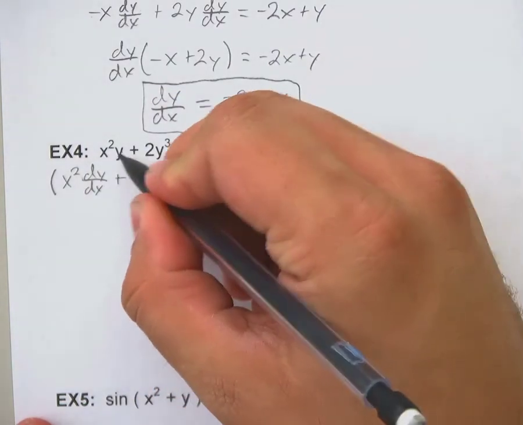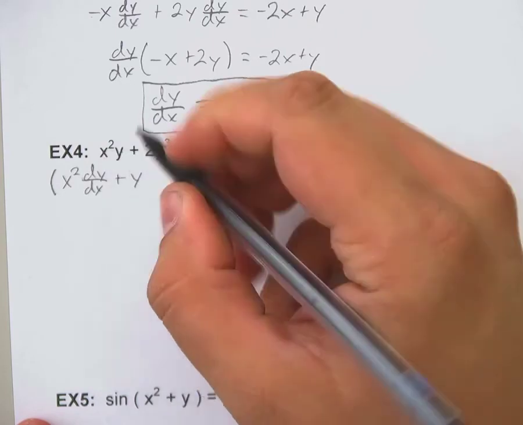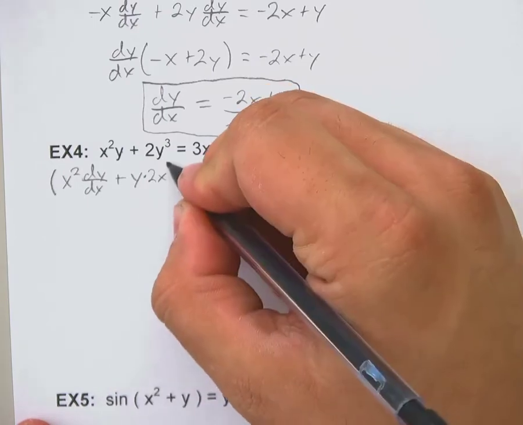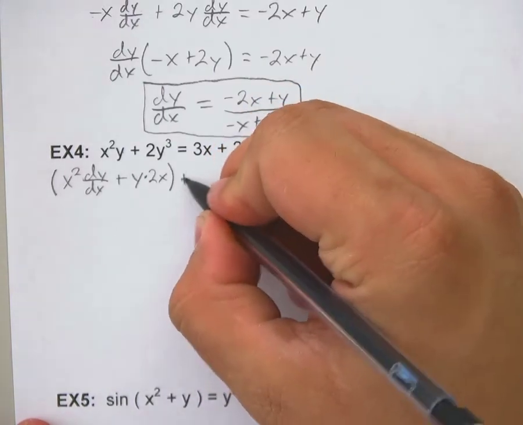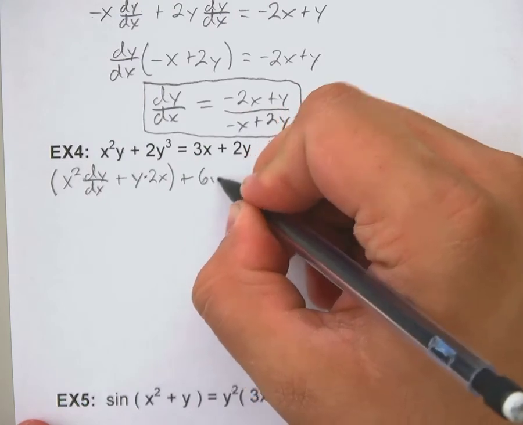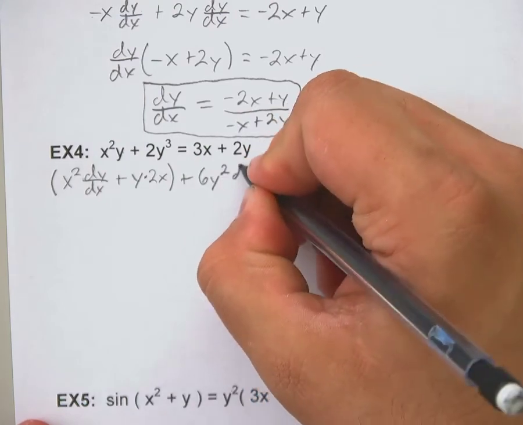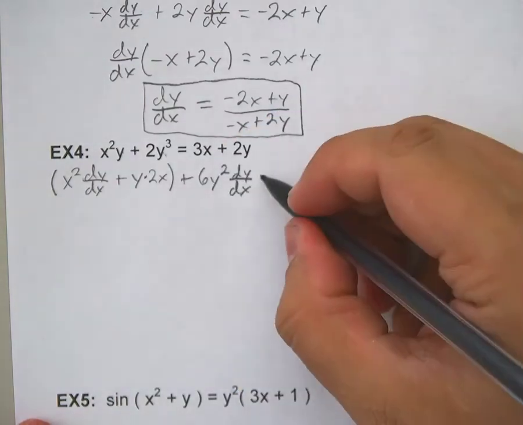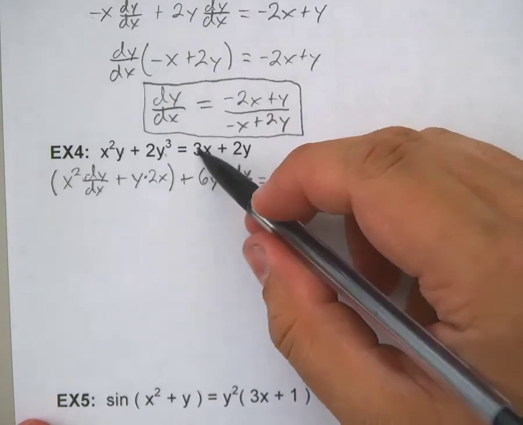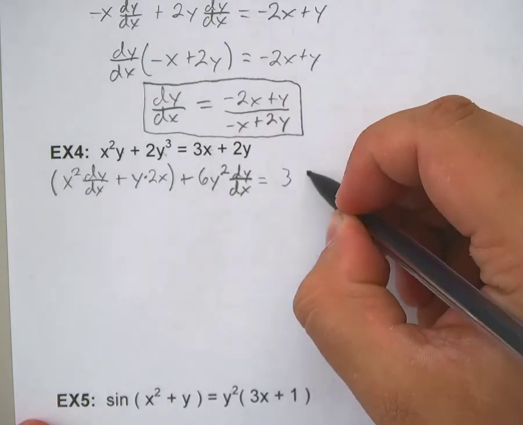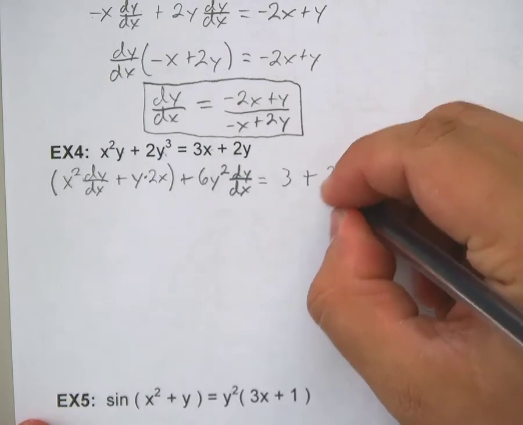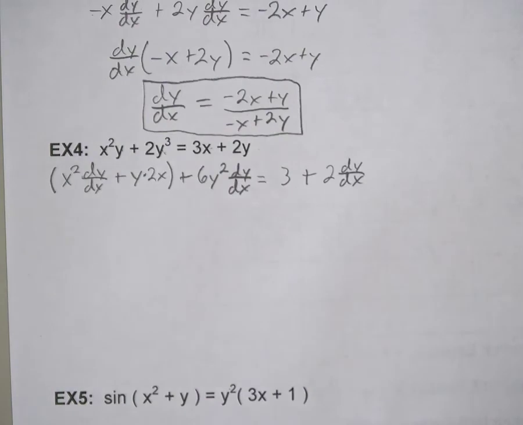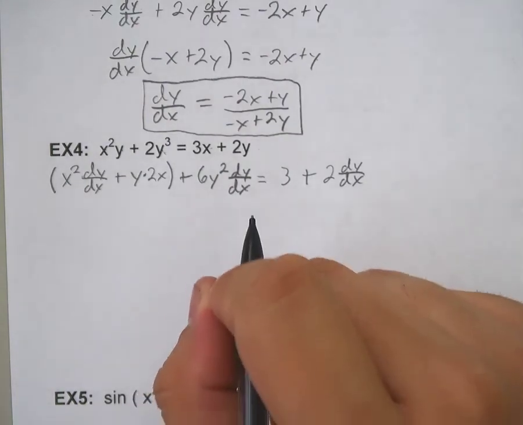plus the second times the derivative of the first, times 2x. And then plus the derivative of 2y cubed is going to be 6y squared dy dx. I've got to compensate because this is not x. The derivative of 3x is 3. Plus the derivative of 2y is going to be 2 dy dx. So anywhere you have a y, you have to compensate your derivative with a dy dx.